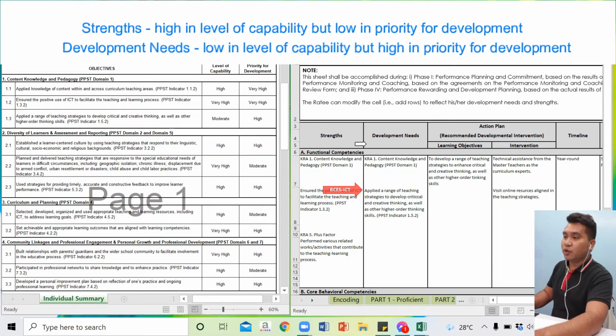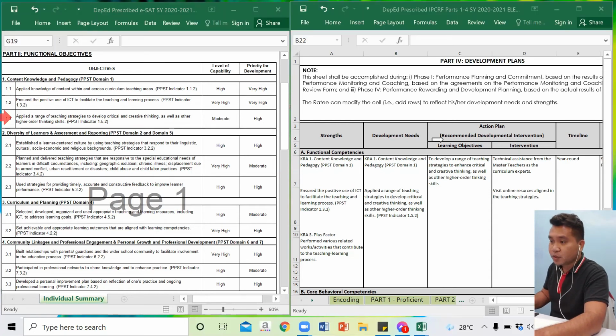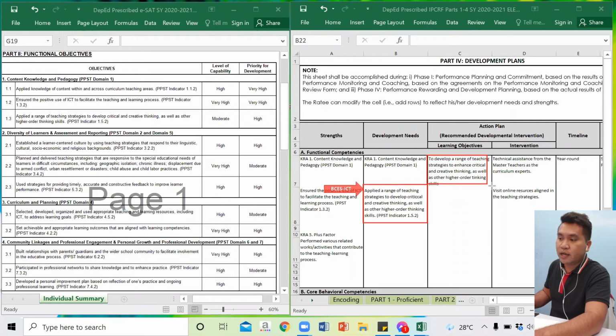So next is your action plan. What will you write here on the learning objective? What will be your objective for the next RPMS? You base your objective on the lowest, or the development need that you wrote. Since I put here the applied range of teaching strategies as the indicator that I really need to develop, that would be my learning objective. What I do here is paraphrase. I just paraphrase the indicator sentence, copy paste and paraphrase.